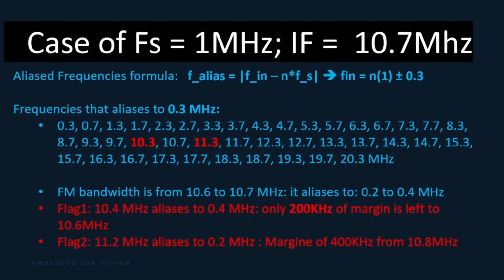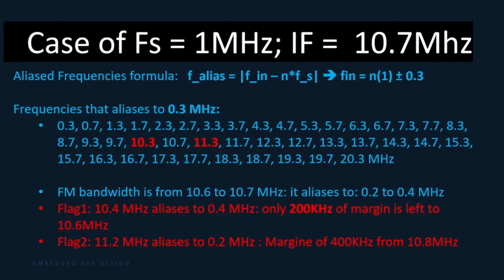So 10.3, when you sample it with 1 megahertz, will alias to 0.3, and the same goes for 11.3. It will alias to 0.3 once it's sampled with 1 megahertz. So this is not something we want. We want to make sure we design an anti-aliasing filter that keeps all these image frequencies away from our bandpass.